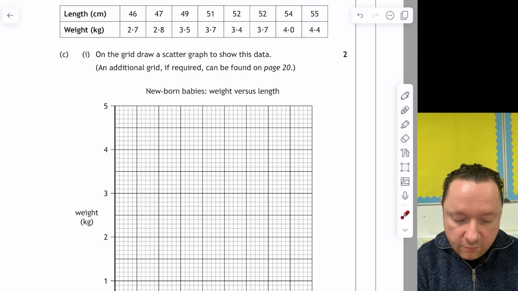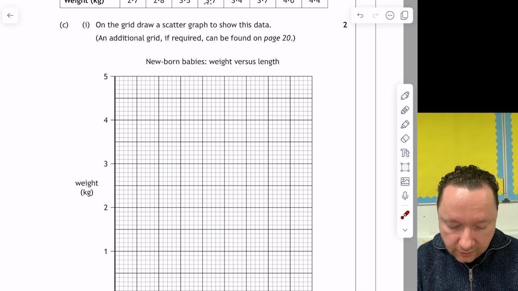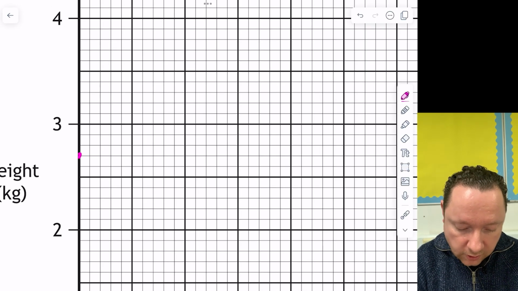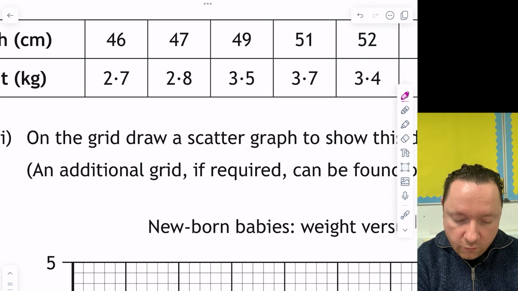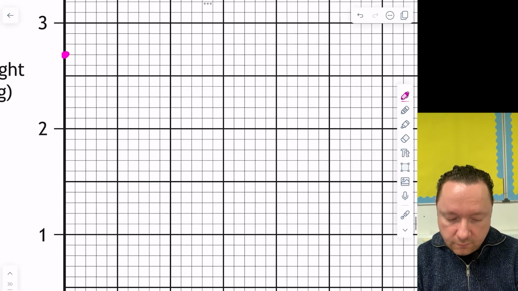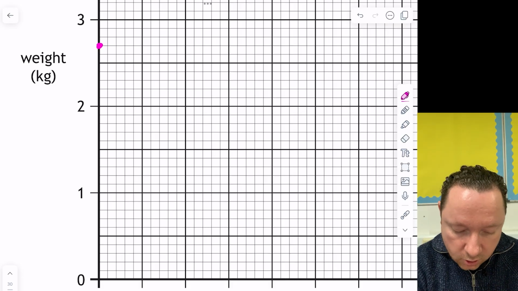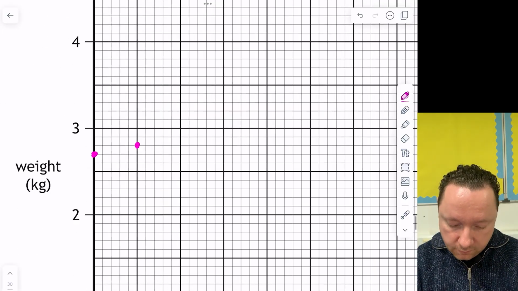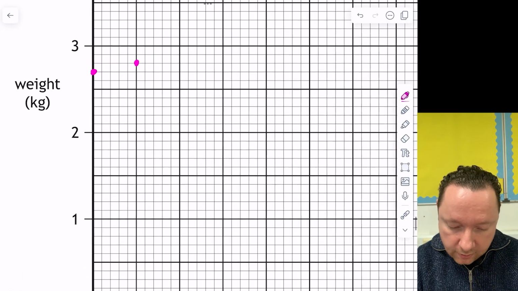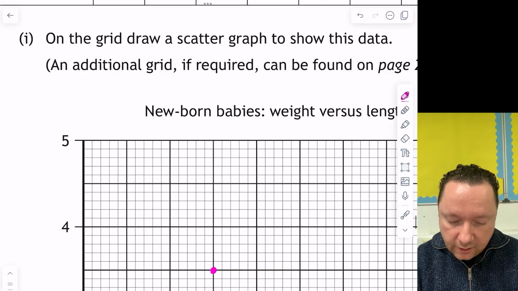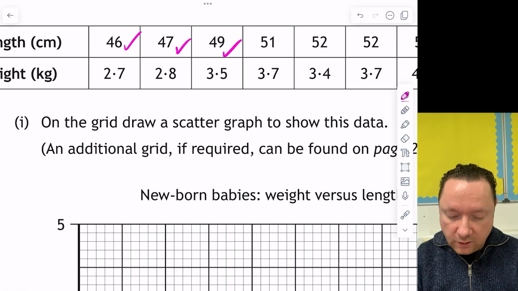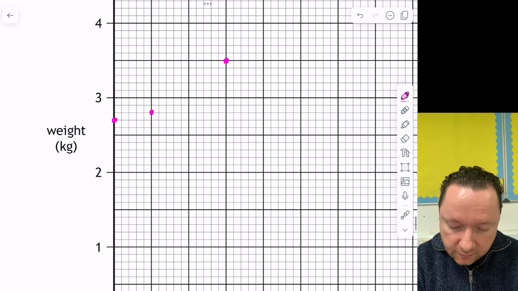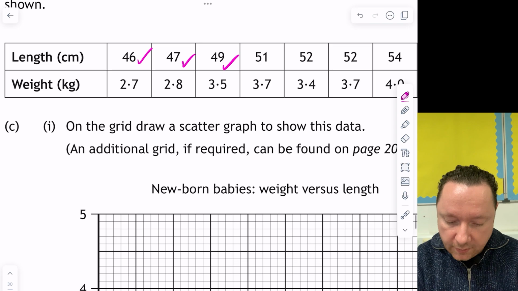So 2.7 and 46, it's going up in ones, so that's 2.7 there. So I'll just put a little dot. Tick it off as I go. Then 47 and 2.8. So there's 47, 2.7, 2.8. Tick it off. 49 and 3.5. So there's 49, 3.5 will be here. Tick it off as I go. 51 and 3.7. So I go to 51 and I go up to 3.7, making sure I'm being as accurate as I can, taking my time.